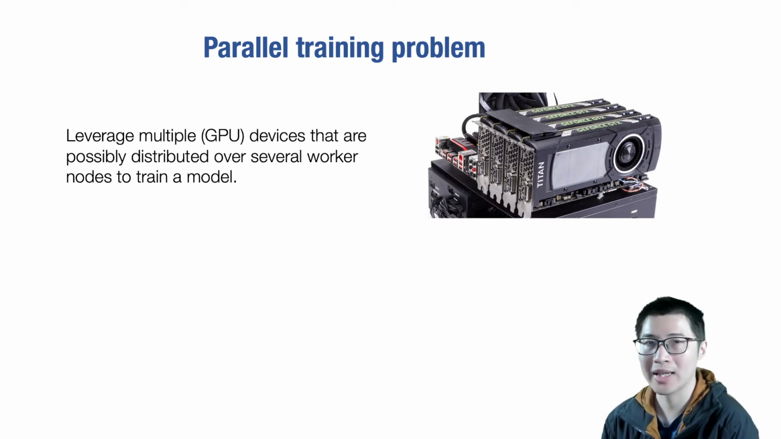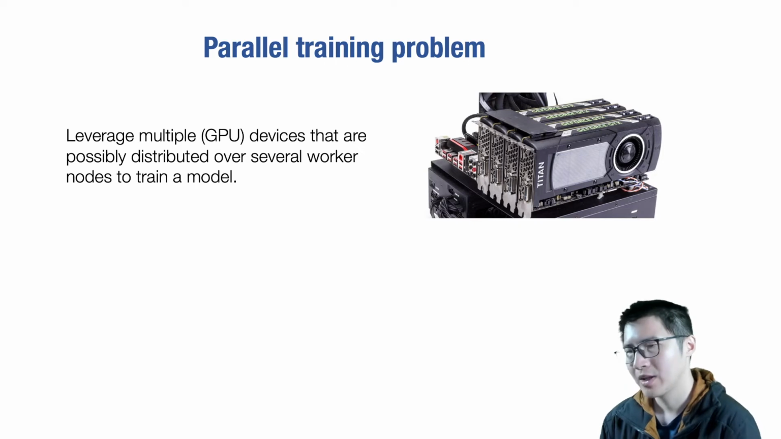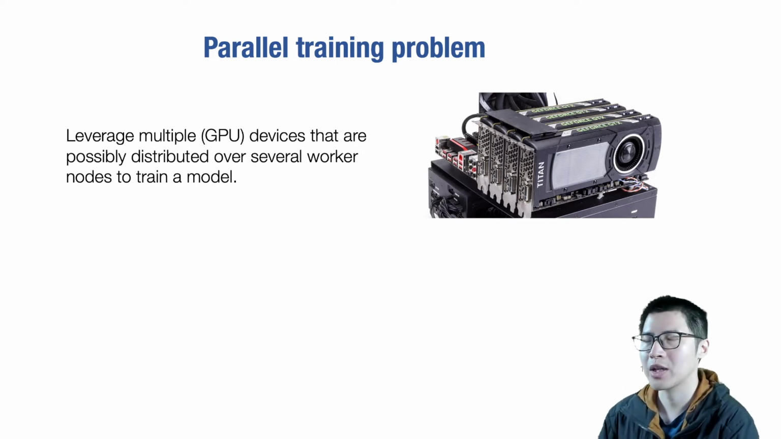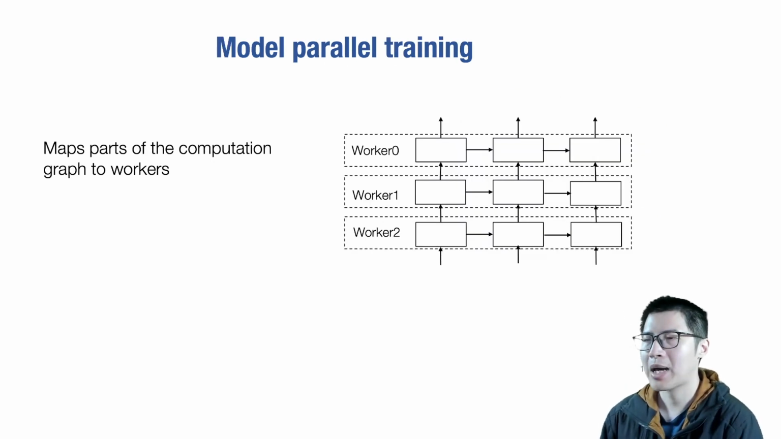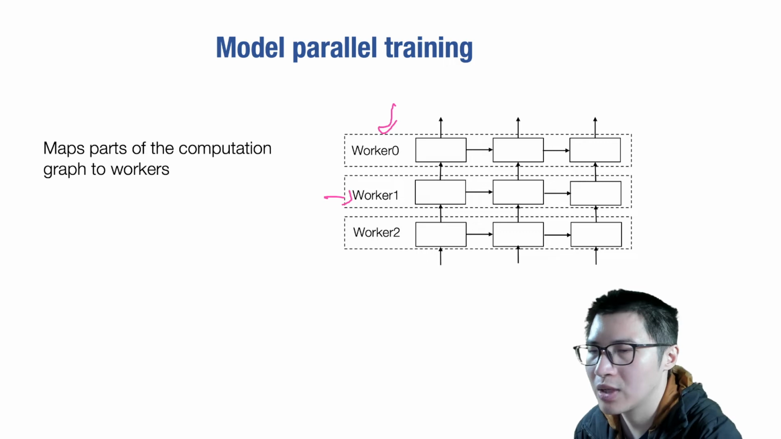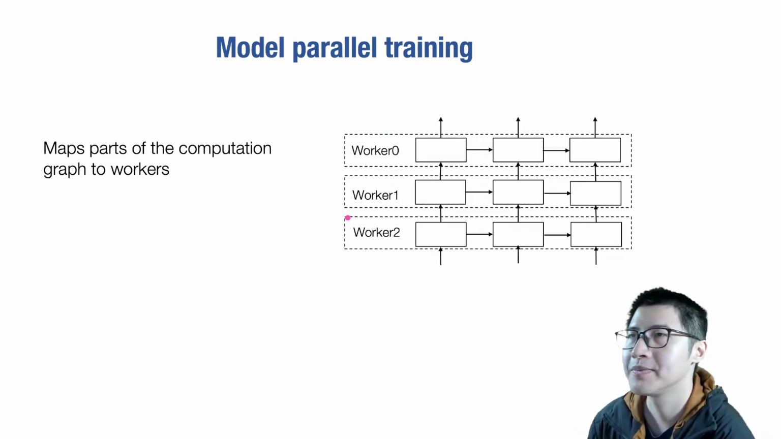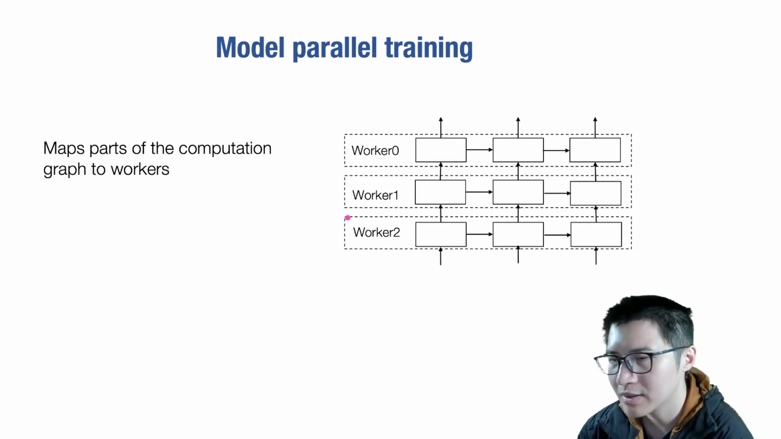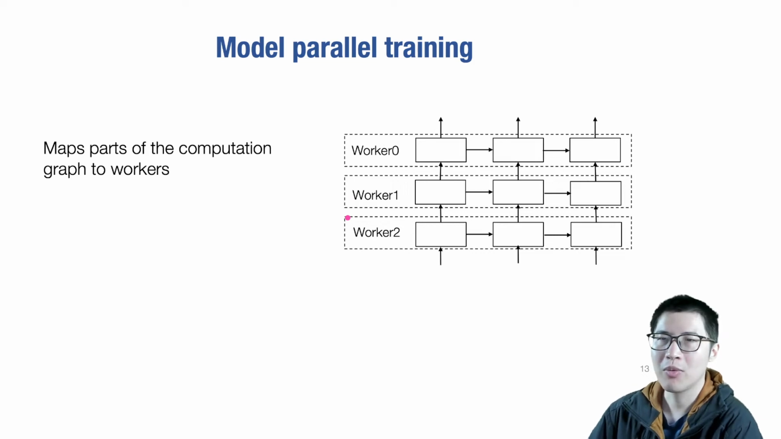There are different ways for us to do this overall model training process. One of the ways is we're going to map different parts of the computation onto different workers. In this case, each worker can correspond to a single GPU, for example. That's the common way to do things.